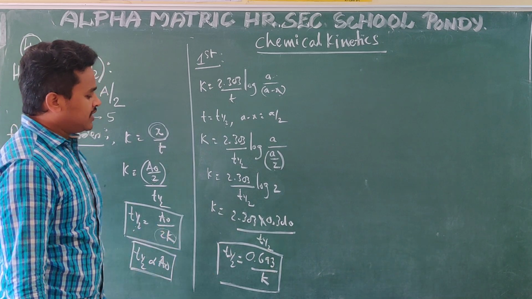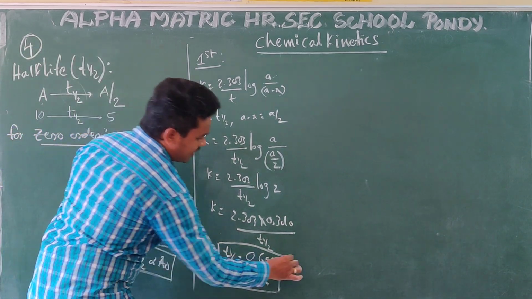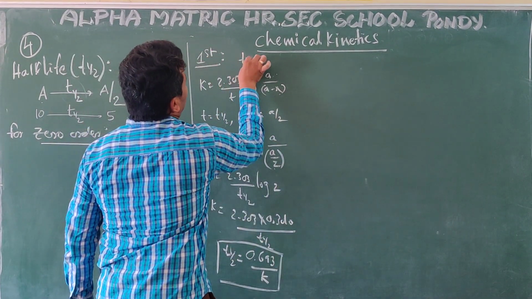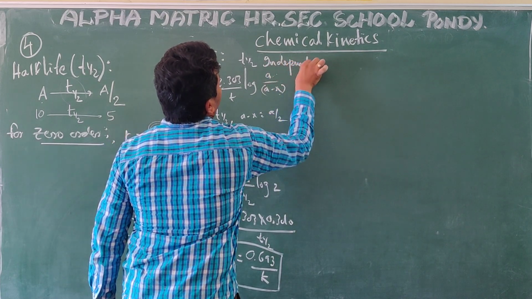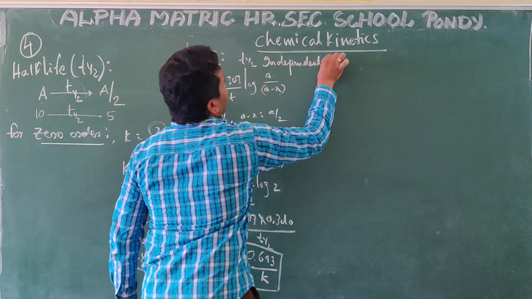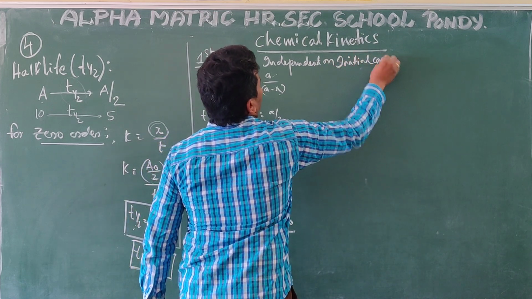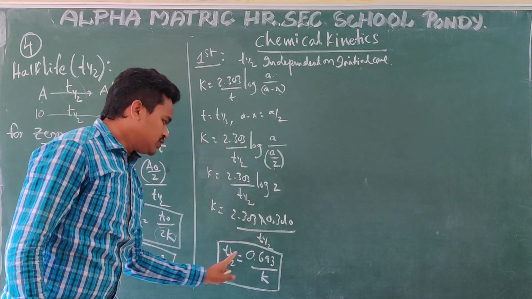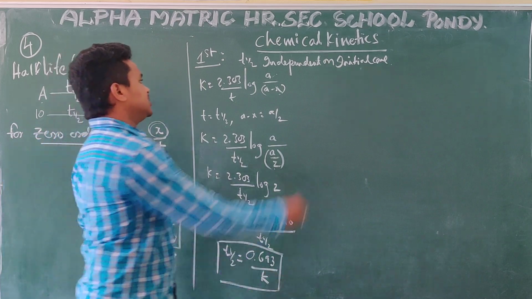Here T half is independent, because there is no variable parameter here. So what can I write for a first order reaction? For a first order reaction, T half is independent of initial concentration, because there is no A naught term in the equation. So T half does not depend on initial concentration.